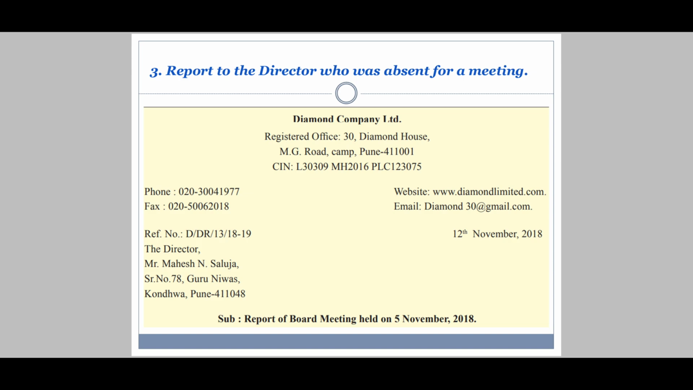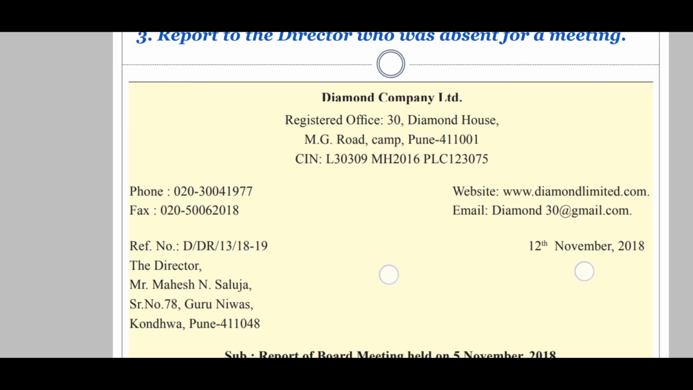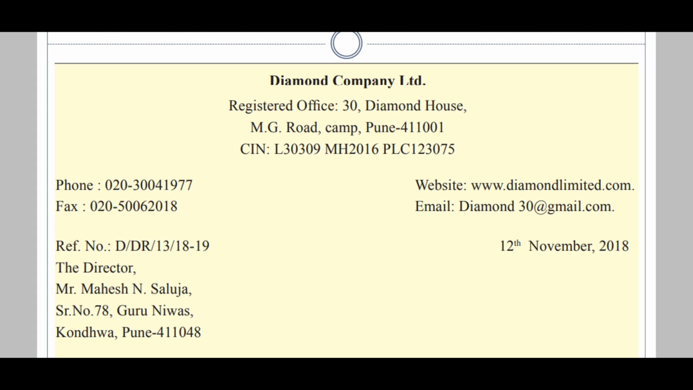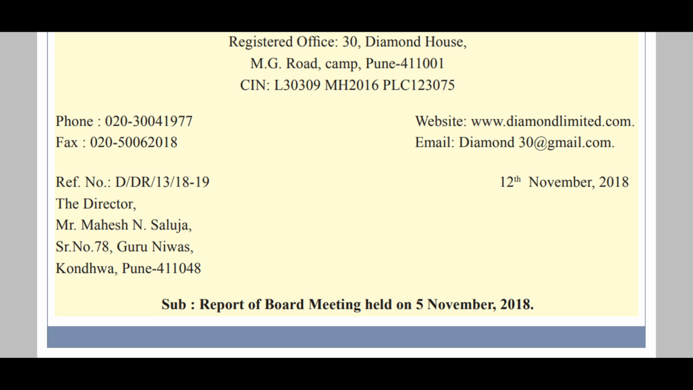See class, this would be same. The starting heading below the website, email, phone and fax will remain same for all the letters. Whatever letter you do, make sure that you have one format ready for the company's name, its registered office, CIN number, website, email, phone and fax number. Now below reference number you have got receiver's address, name and address, the director you're writing the letter to, okay, and then comes the subject, report of board meeting held on 5th November 2018.